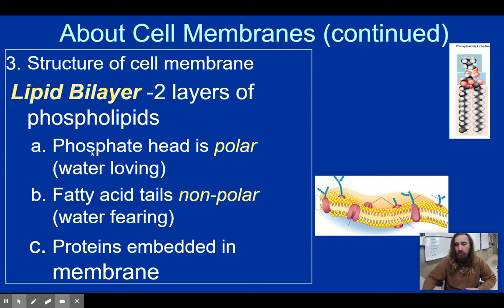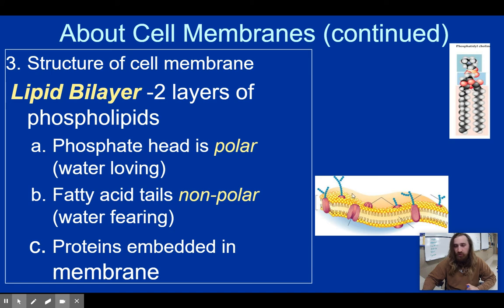So if we take a look at the image over here, where my pointer is, we have 2 layers. Hopefully you guys can see it. We have a layer of yellow here, and a layer of yellow here. Those yellow heads are going to be your phosphate heads. These little squiggly tails here are going to be your fatty acid tails.